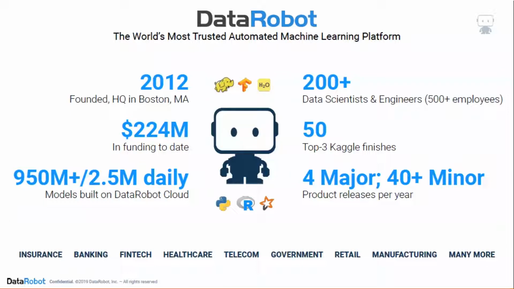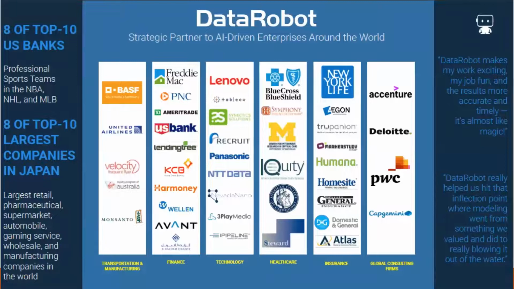I know that number is not as high as it needs to be, because I know they just got a recent new round of funding, and they're having millions of models built every day. Okay, so 200 plus data scientists and engineers, and they have footprints in the places that you would expect a really good package like this to have.